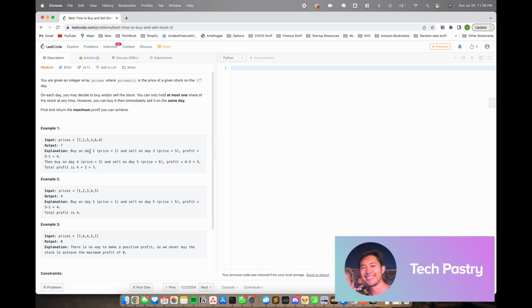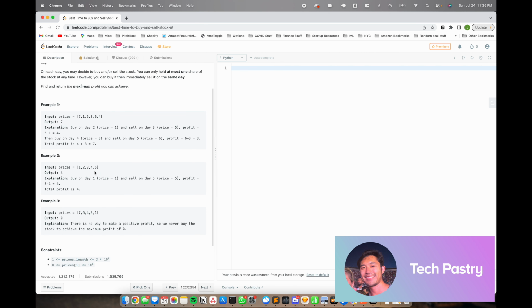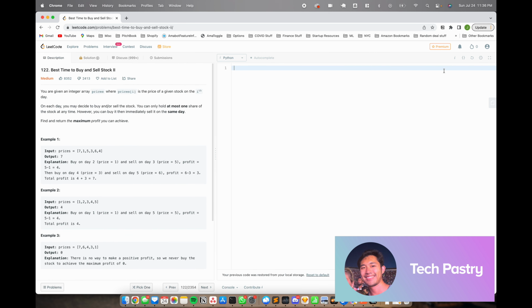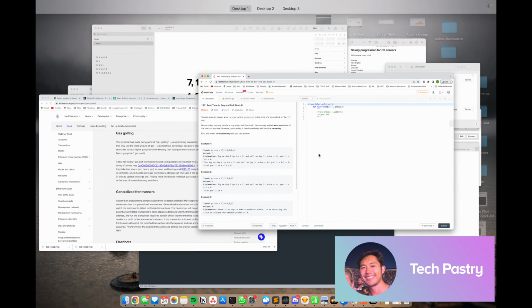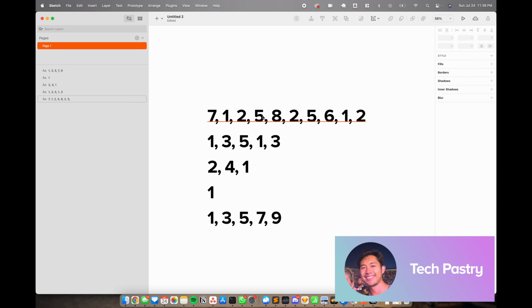So in this case, we can buy on day 2 and sell on day 3 to maximize profit of 4. And then we can also buy on day 3 and then sell on day 6 to get another $2 profit. So our total profit's $7. So there's a couple of examples, and we can go through this problem with a few other examples here. So 7, 1, 2, 5, 8, 2, 5, 6, 1, 2.